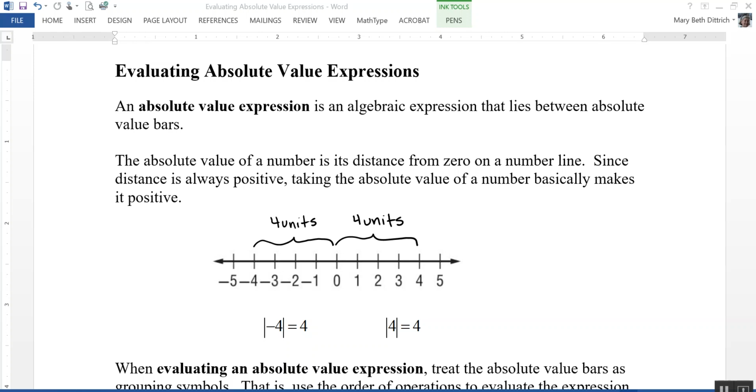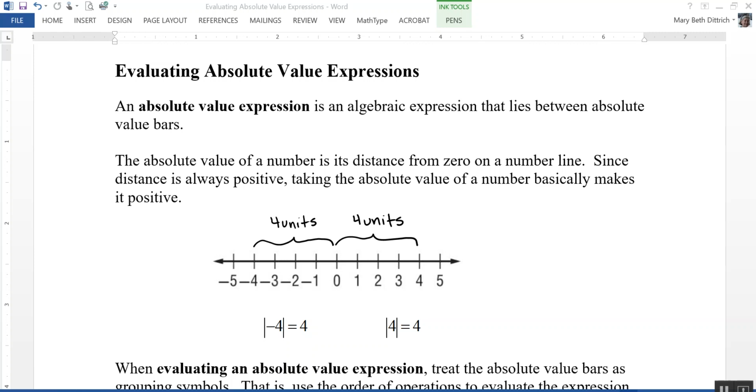This video is on evaluating absolute value expressions. An absolute value expression is an algebraic expression that lies between absolute value bars. The absolute value of a number is its distance from 0 on the number line. Since distance is always positive, taking the absolute value of a number basically makes it positive.